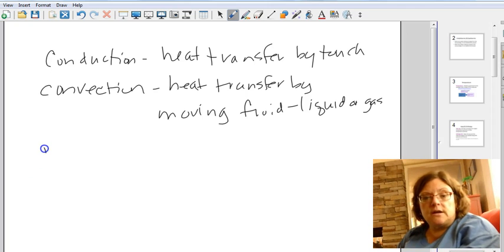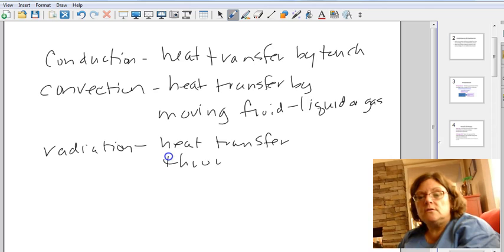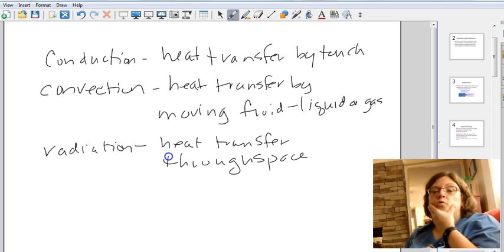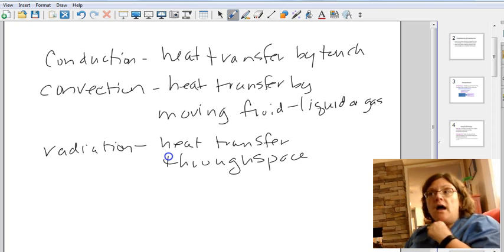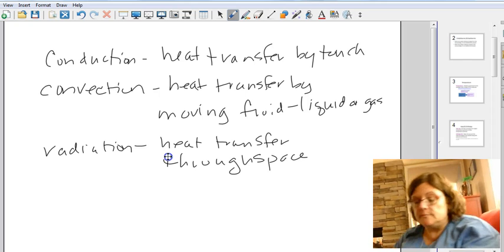The third kind is radiation. Radiation is heat transfer through space. When you walk outside and you feel the warm sun on your face, that's radiation. When you walk outside and you can feel the heat radiating off the sidewalk, that's convection. And if you're barefoot, standing on that hot sidewalk, and your feet are burning, that's conduction.